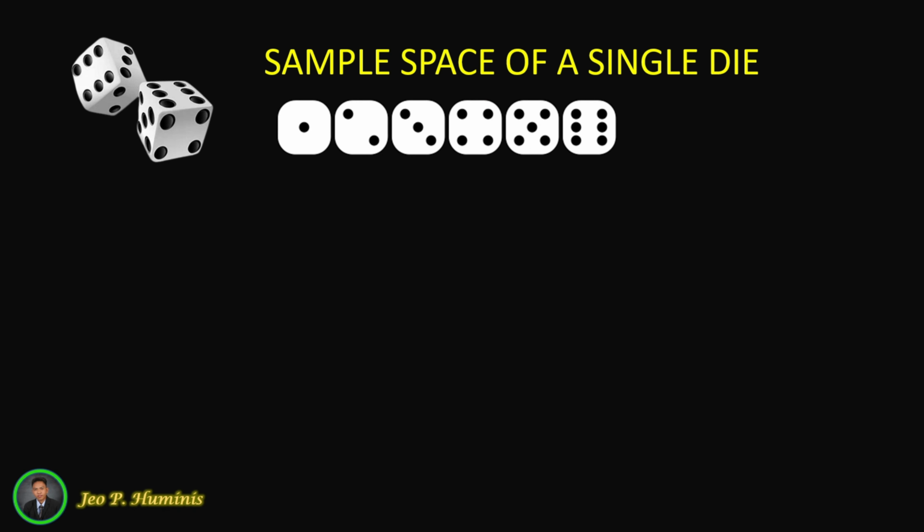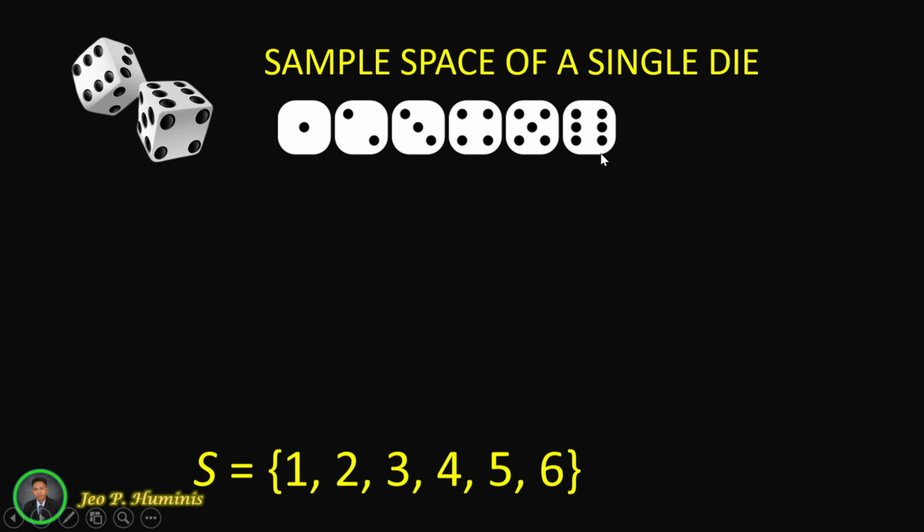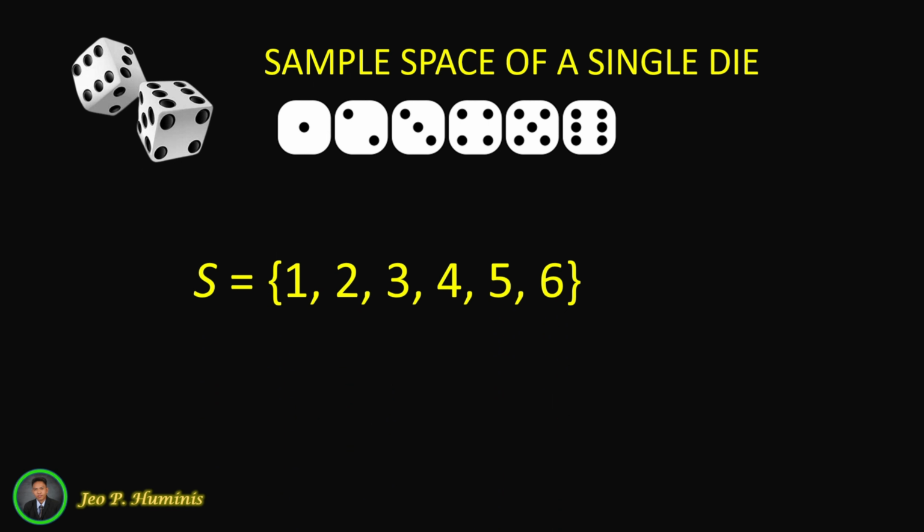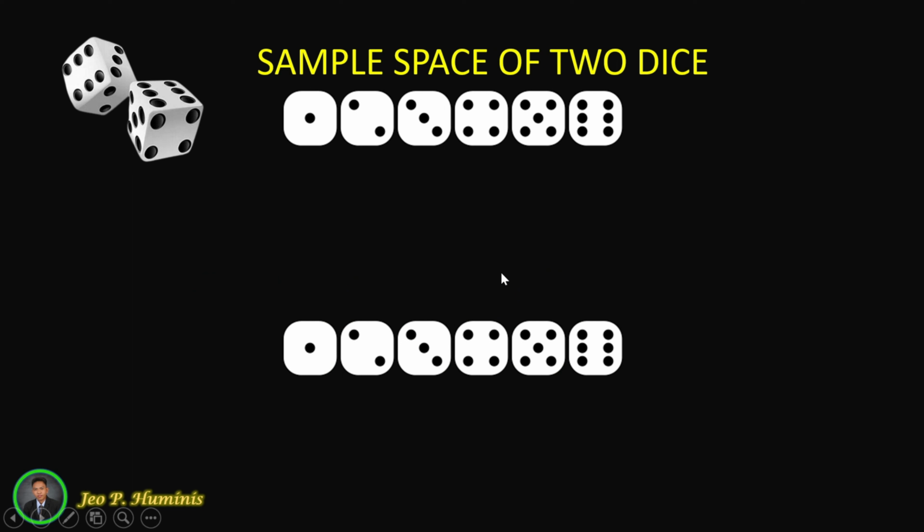Sample space of a single die. When we talk about dice, we think of a cube. It has 6 faces. So we have 1, 2, 3, 4, 5, 6. Okay, so the sample space is 6: 1, 2, 3, 4, 5, 6.